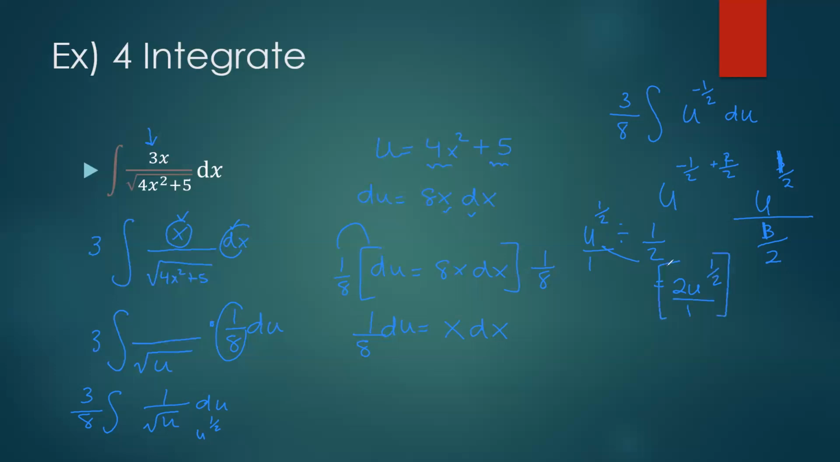And then don't forget that you still took out this 3/8, so multiply this by 3/8 and then add the plus c. So 3/8 times 2 is 6/8 u to the 1/2 plus c. And then 6/8 can be reduced by 2. So this is 3/4. So your final answer should be 3/4 u to the 1/2, which is the same thing as square root of u, and what did we say u was? u is 4x squared plus 5. And then don't forget the plus c.